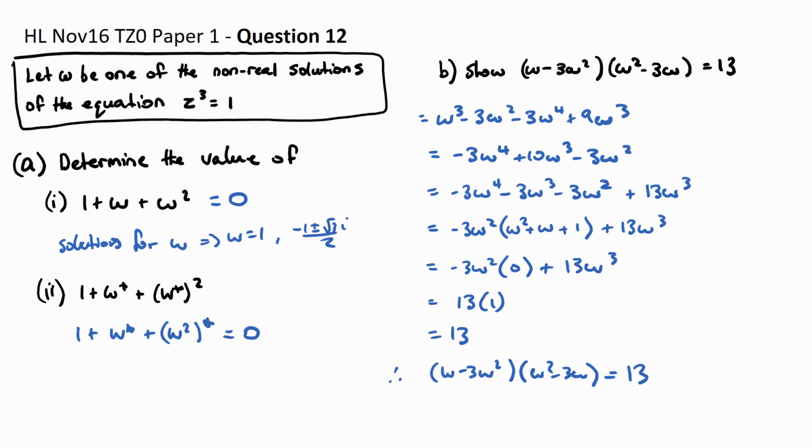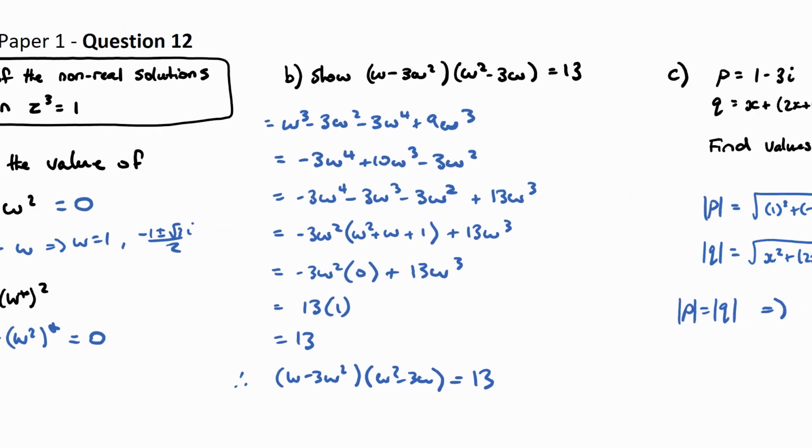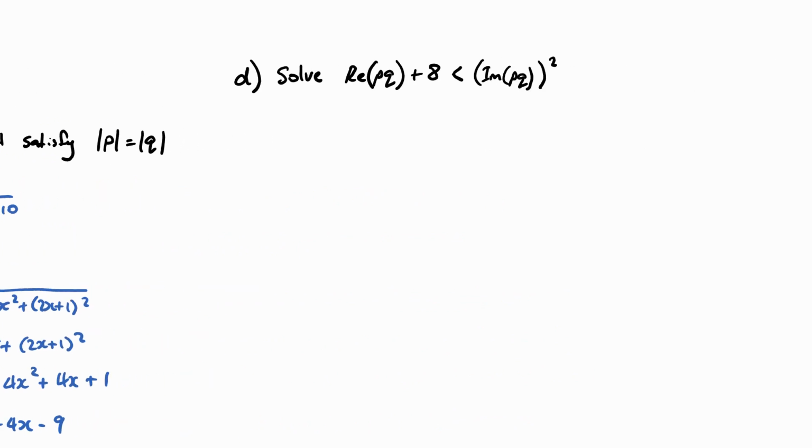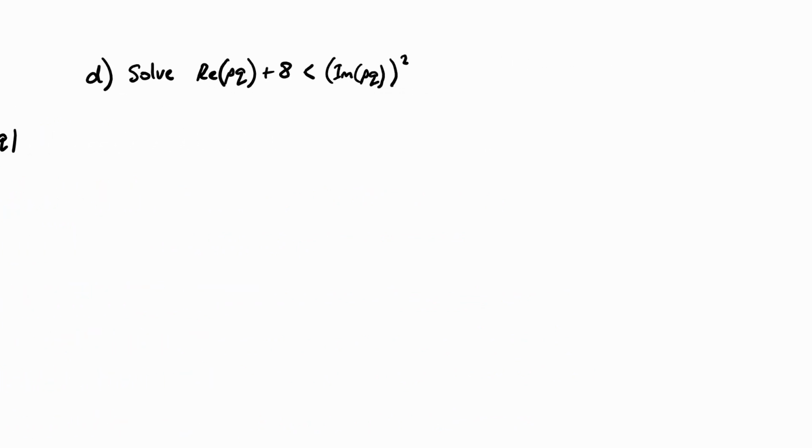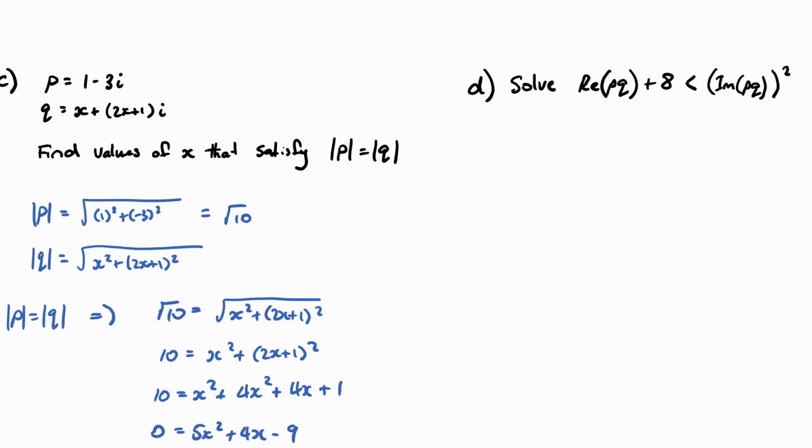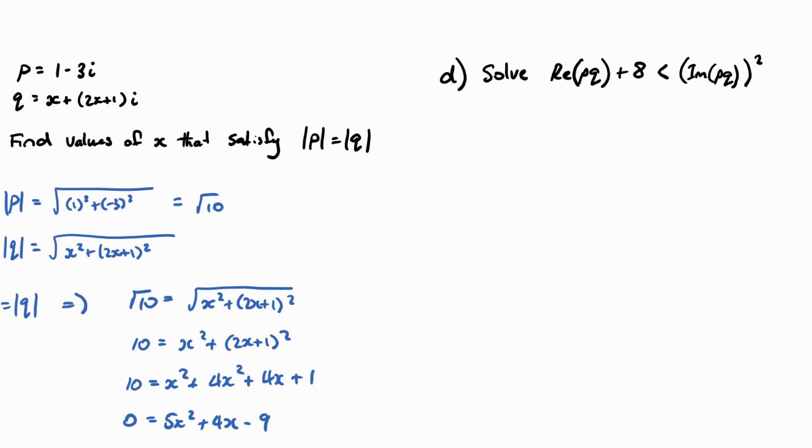Question 12, part D. So I'm going to move over to part D. Now, this relates to our information from part C as well. It says solve the inequality: the real component of P times Q plus 8, when is that smaller than the imaginary component of PQ, all squared? Okay, so P and Q are from here, so I'll leave it over here.